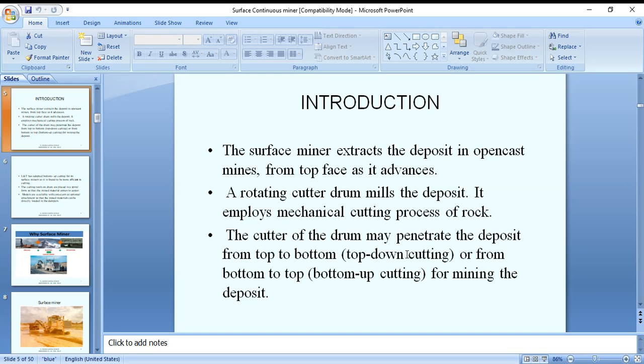Introduction. The surface miner extracts the deposit in an open cast mine from the top face as it advances. A rotating cutter drum mills the deposit, employing a mechanical cutting process on the rock. The cutter drum may penetrate the deposit from top to bottom, top-down cutting, or from bottom to top, bottom-up cutting, for mining the deposit. So this is a special case.